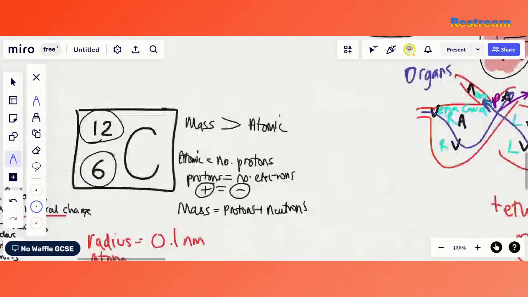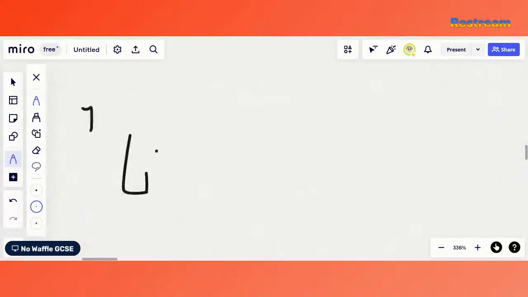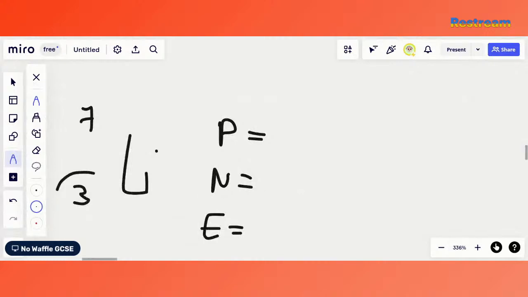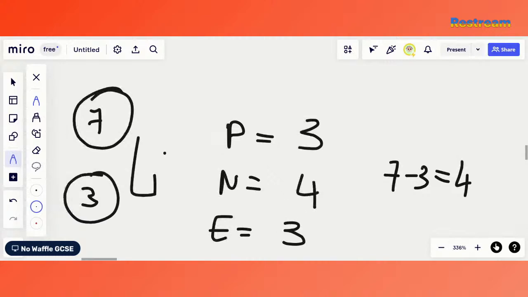Therefore, if we do some maths, let's start with another element, for example, lithium 7,3. If you were asked to find the number of protons, neutrons, and electrons in this element, we'll start by saying we know that 3, the atomic number, is the number of protons. We know that the number of protons equals the number of electrons. And we know that neutrons plus protons equals 7. So to get the number of neutrons, you just do 7 minus 3 and you get 4. So that's how you would work it out.